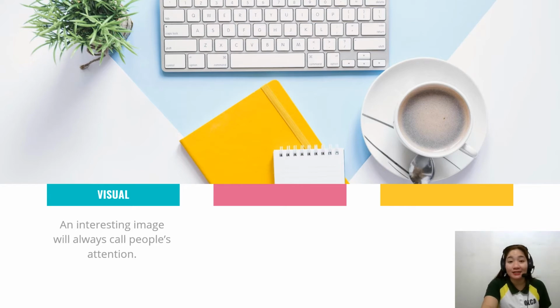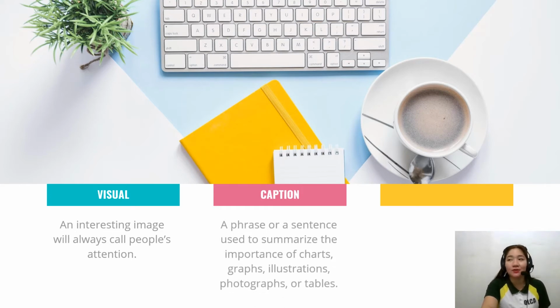Okay, the second one is the caption. So a caption is a phrase or a sentence used to summarize the importance of charts, graphs, illustrations, photographs, or even tables. So captions identify the people in photographs and relate the photo or graphic items to the surrounding body. So a caption, class, may not be necessary at all times. And often, you want to include additional elements such as secondary illustrations or a keyword box.